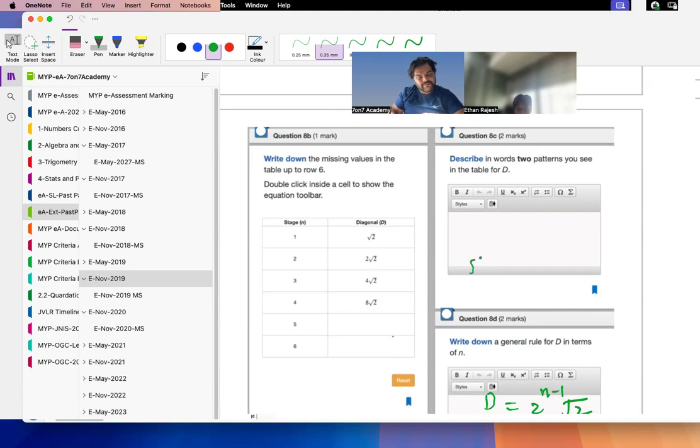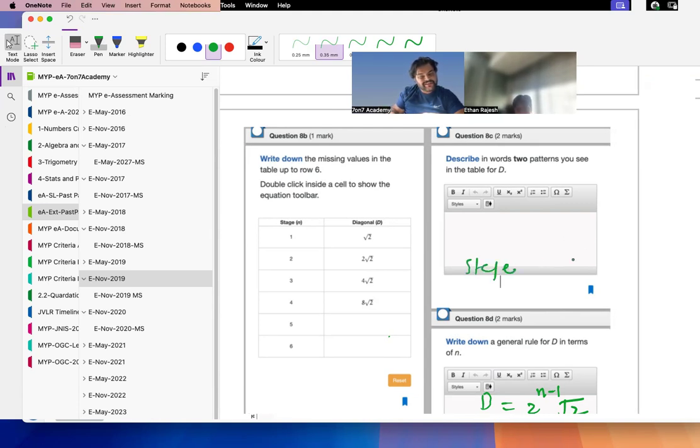The first is stage 1; you try to show the connections. 2 raised to 0, root 2. Stage 2, this is 2 raised to 1, root 2. Stage 3, 2 raised to 2, root 2. So the stage number and this exponent have a connection: this is one less than the stage number. Understand? So you always write in this way to show the connectivity between terms, to write down the nth term.